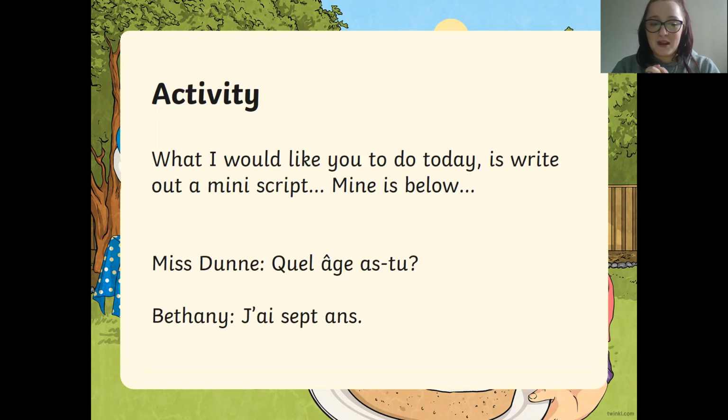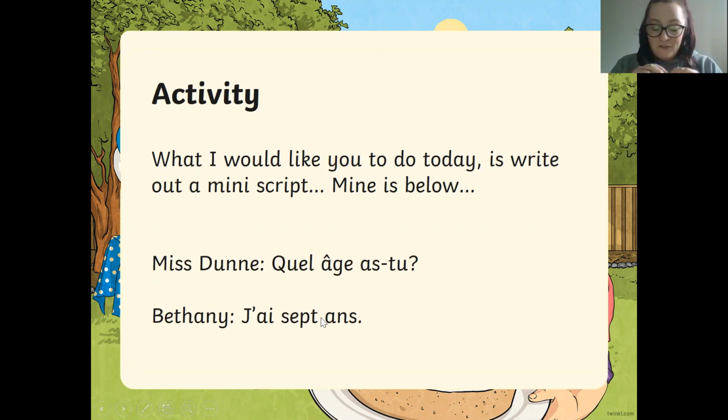It would be my Bethany, my superhero daughter. So Bethany, and she'd say, j'ai 7 ans. And j'ai 7 ans means I am 7 years old. Try and have a think. How would you do it? See if you can figure out how old my Bethany is on this part.